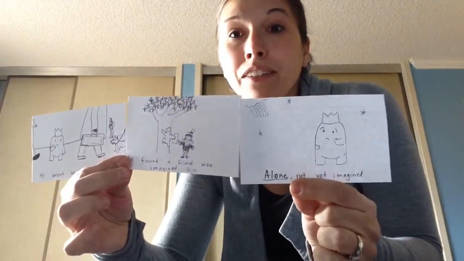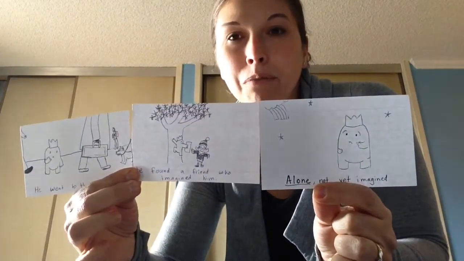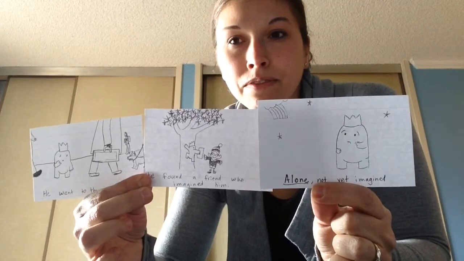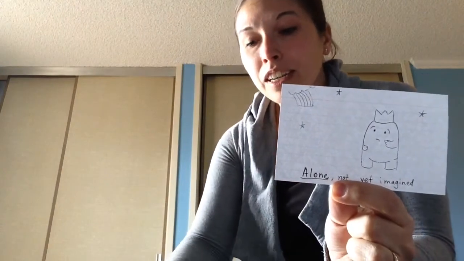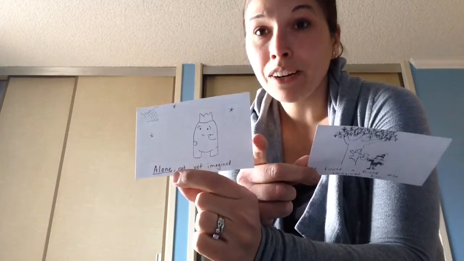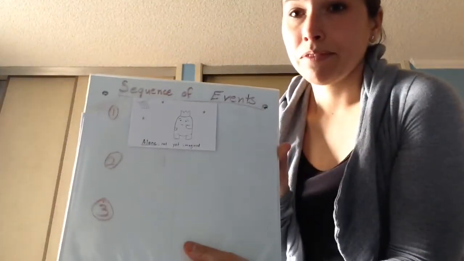Let's take a look here. I have more cards than hands. That makes it a little difficult. What do you think happened first? What would make sense in our story? Well, I would say alone and not yet imagined would make sense to be first, because if he's imagined, that can't come before. He's got to first be alone and not yet imagined. Alright, so I'm going to say alone and not yet imagined is number one, the first thing that happens in our story. Now, what comes next?